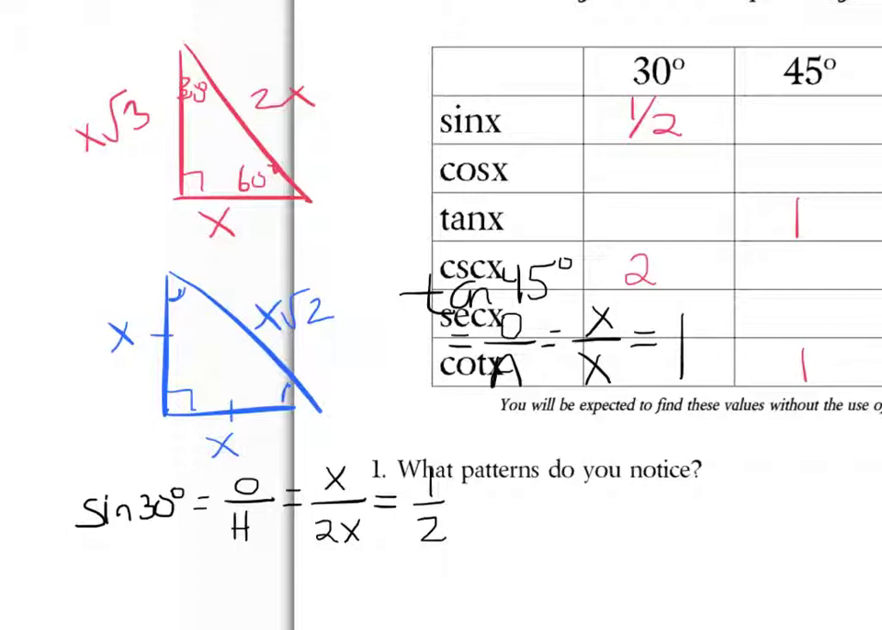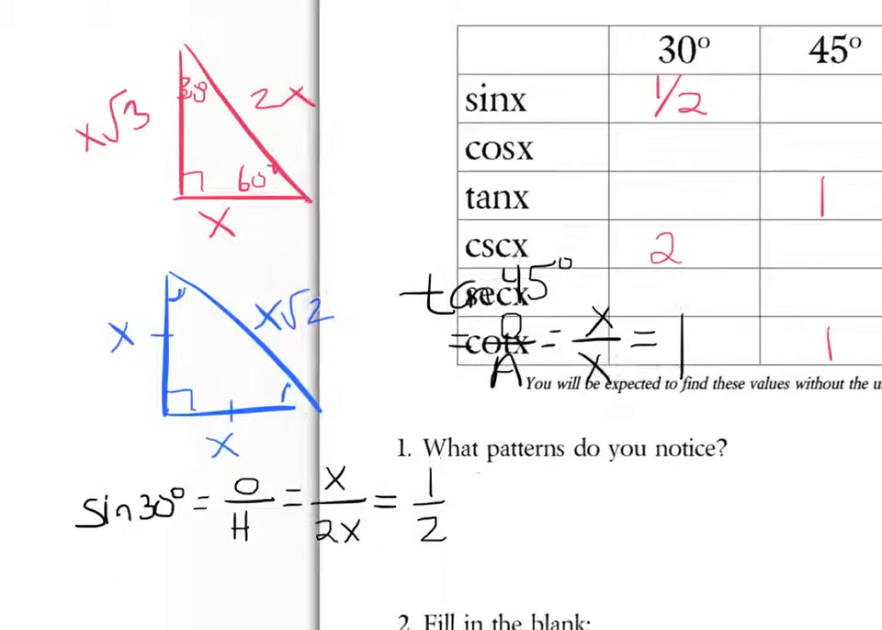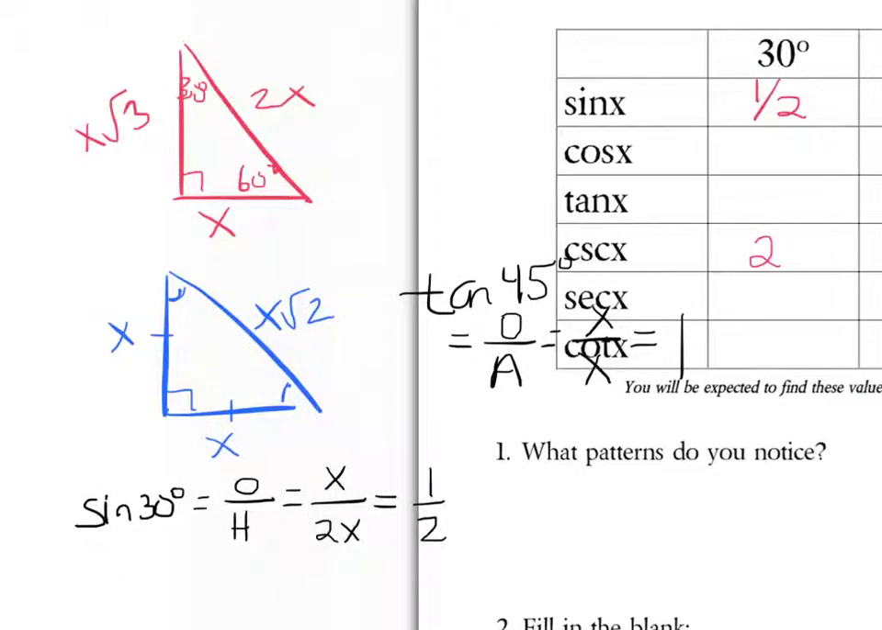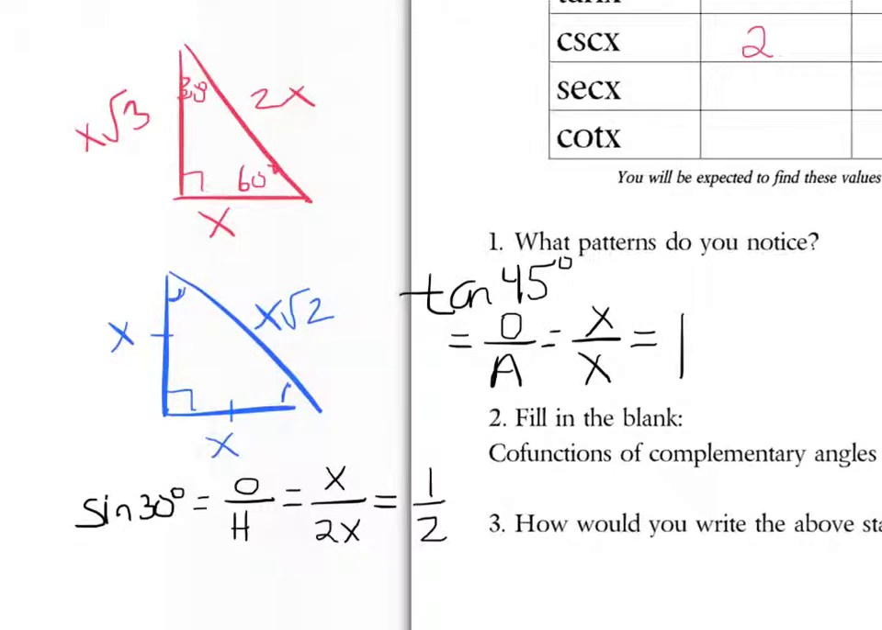So now it's up to you to fill in the rest of this table. And when you're done with that, you want to take note of any patterns that you see. And then you've got a little challenge question here between number 2 and number 3. You want to talk to everyone in your group about that.